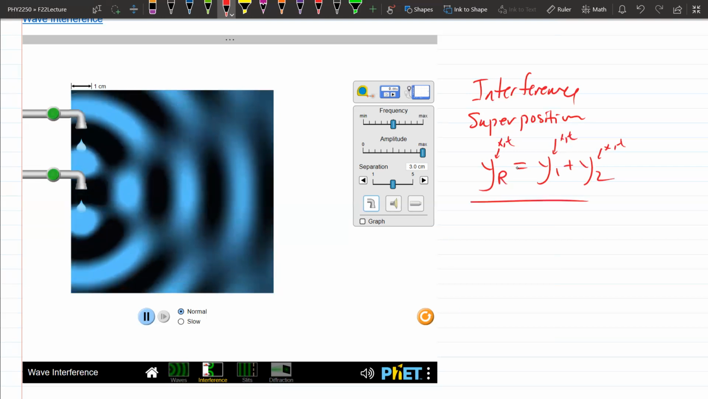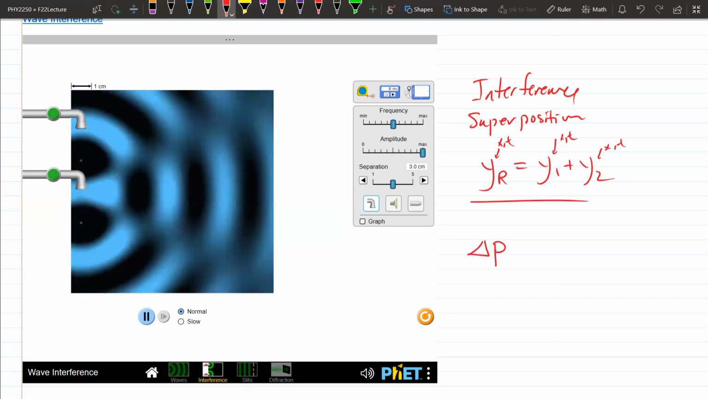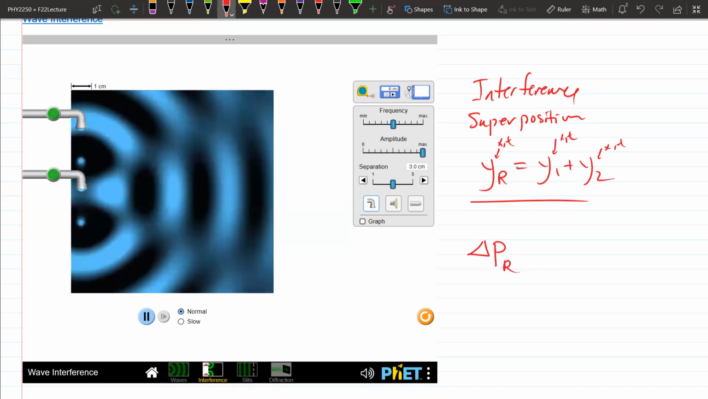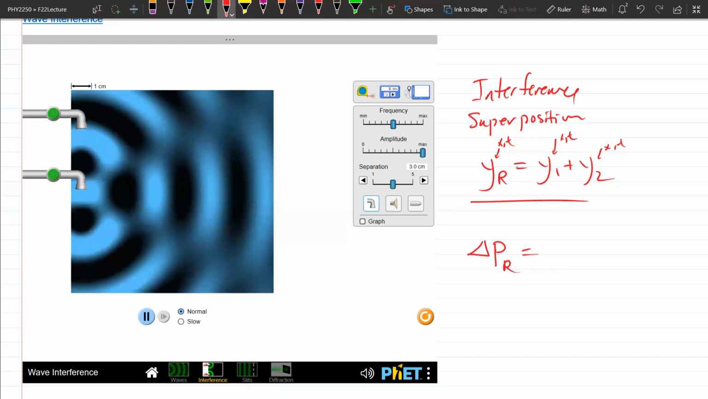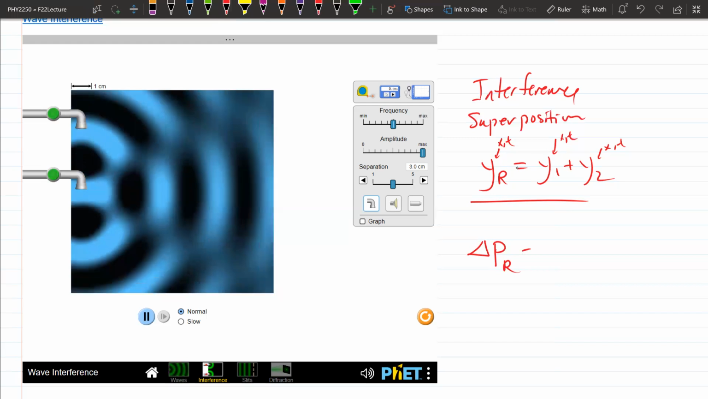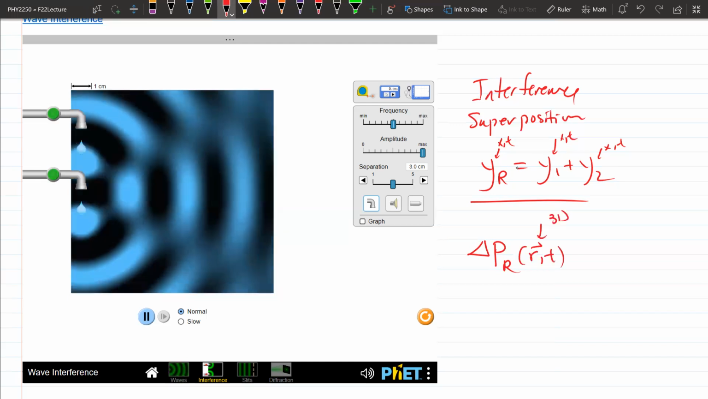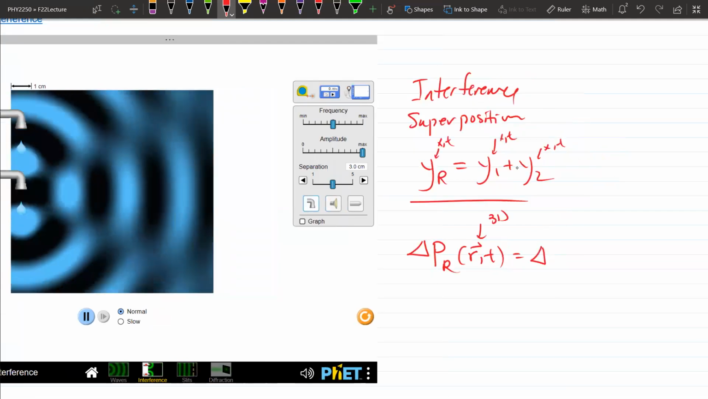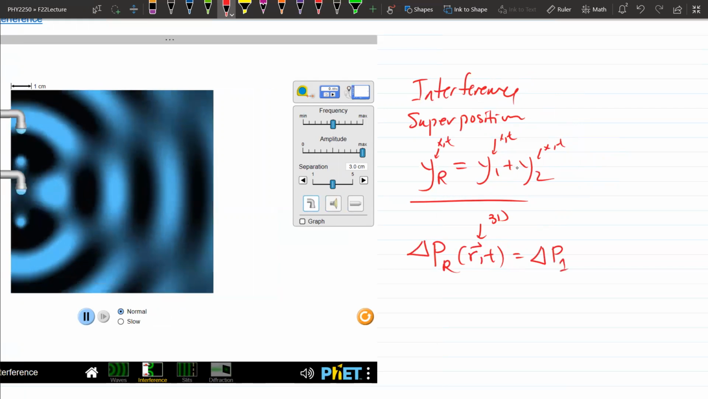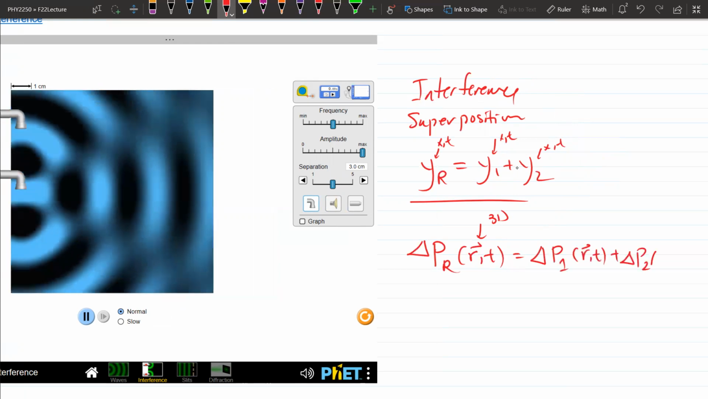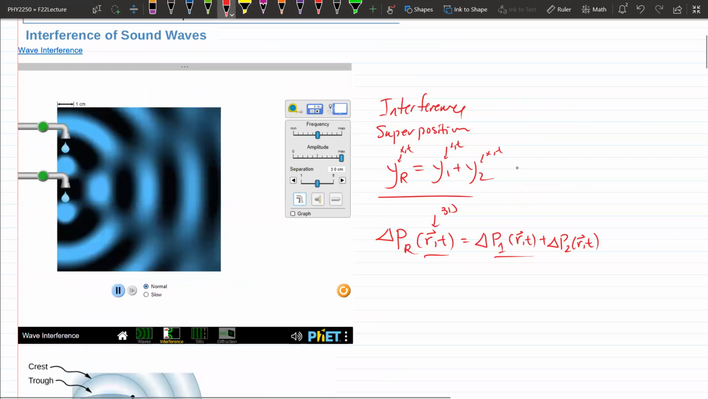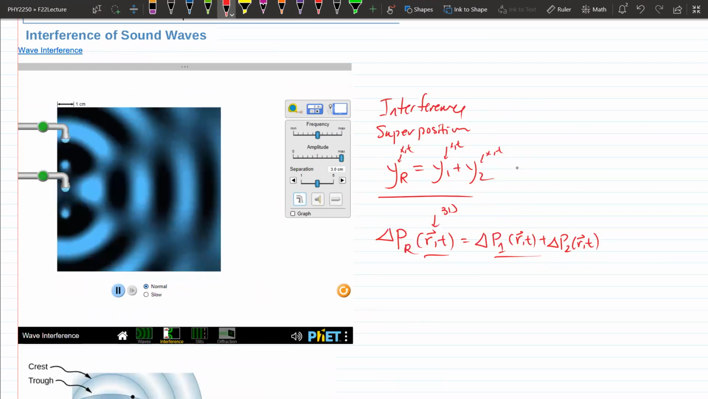But for sound wave, right, we're going to be dealing with delta P, right? This is the change in pressure, right? As a function of actually the vector r and time. So this is like it could be a 3D thing, okay? Right? Then what happens is that this is the summation of the initial wave, right? One of the waves, okay? And then you add the change in pressure of the second wave to it, okay? And this gets a little complicated in 3 dimensions, so we're just going to show you guys in 2 dimensions, okay?